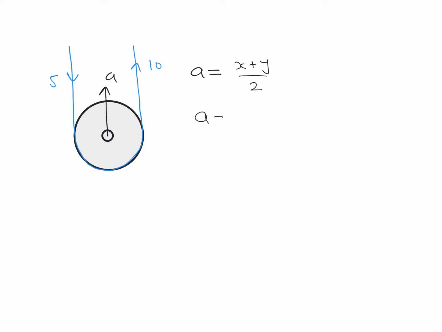So over here A is equal to (X plus Y) divided by 2, where X we can take as plus 10, and Y we can take as minus 5 as it is in the downward direction. So we'll get the answer as 5 divided by 2, or 2.5 meter per second square. So this pulley is going to move in the upward direction with an acceleration of 2.5 meter per second square.